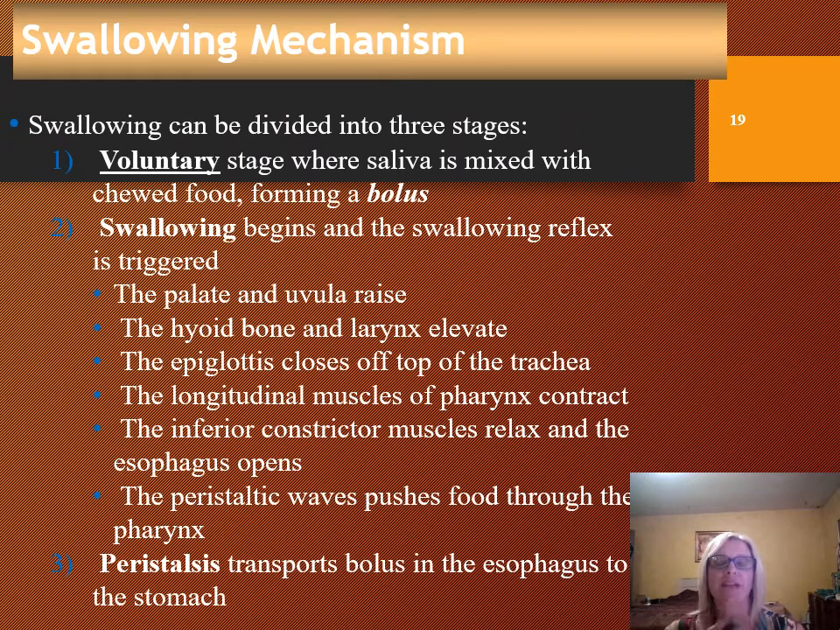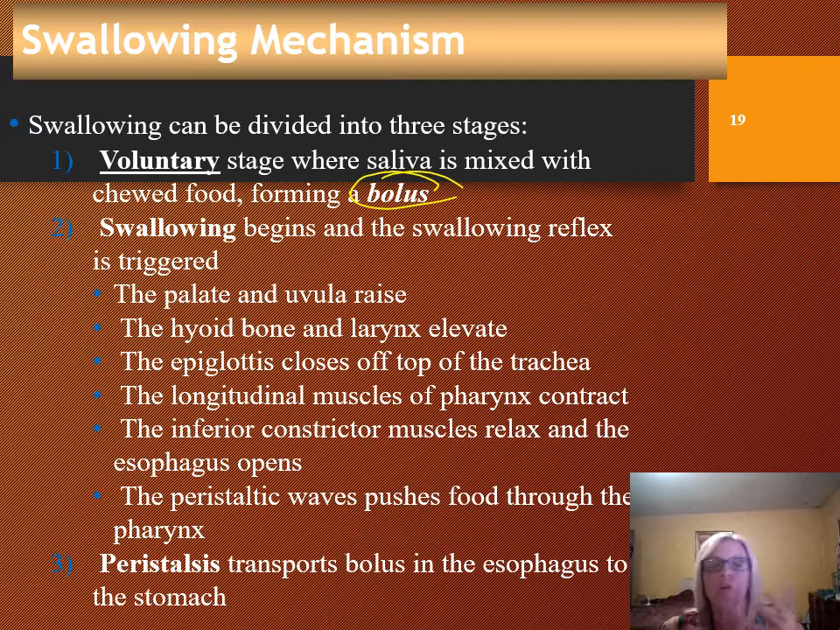Swallowing is actually more complex than you might think. It has three different stages. We first have the voluntary stage. We have saliva mixing with our chewed food, and it forms that bolus of food. So we're going to call the mix of food a bolus until we get to the portion where we're going to call it chyme. All right.